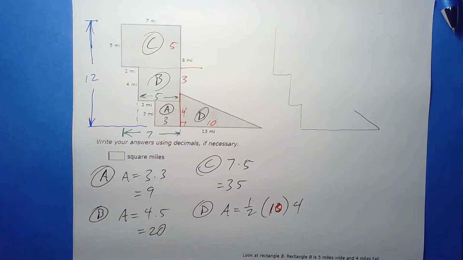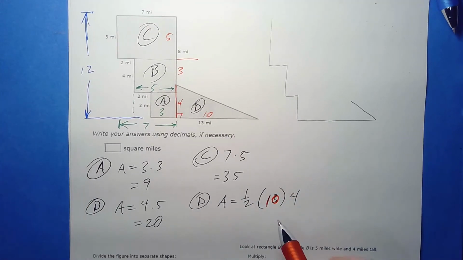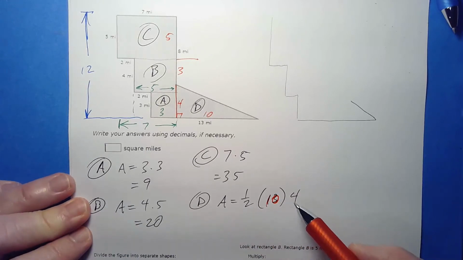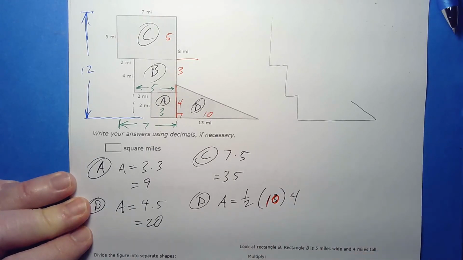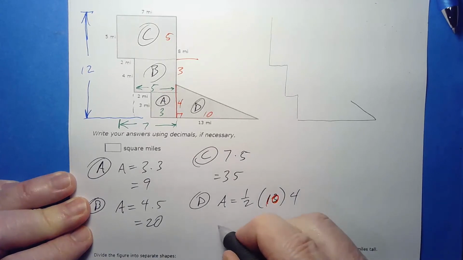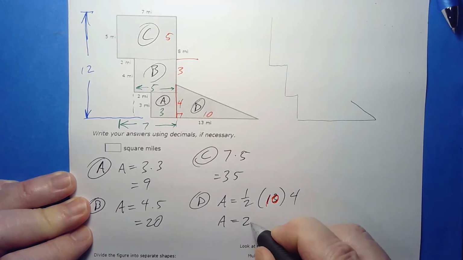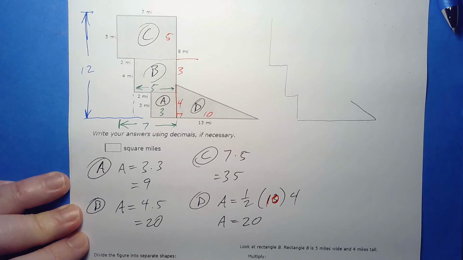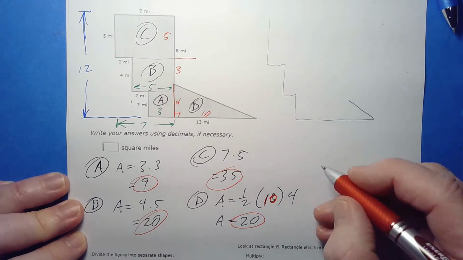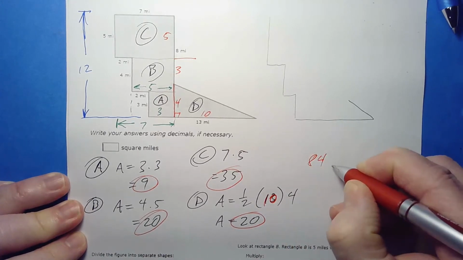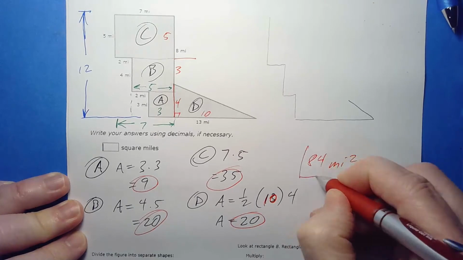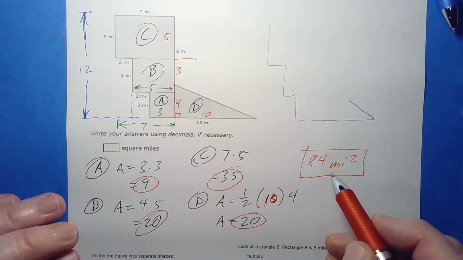See how easy it is to make a mistake. This is why you've got to draw really good drawings and be careful. I've got 1/2 of 10 times 4, so now I've got an area equal to 20. Now I'm just going to add up all these pieces: 9 plus 20 is 29, plus 20 is 49, then add that 35 to it, and grand total, we've got 84 miles squared. So the total area is 84 miles squared.